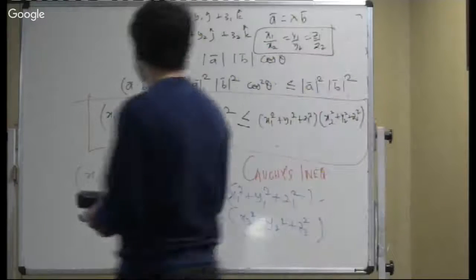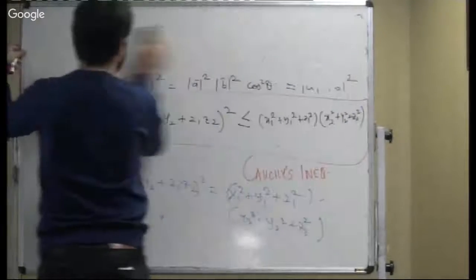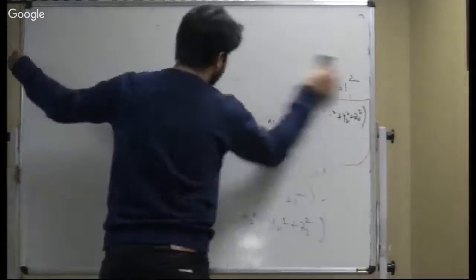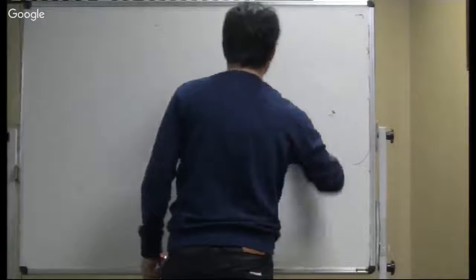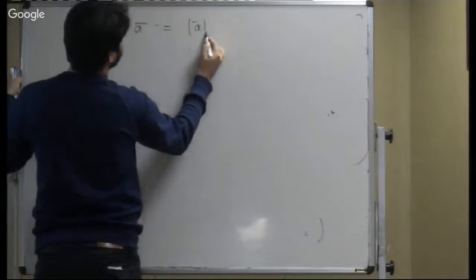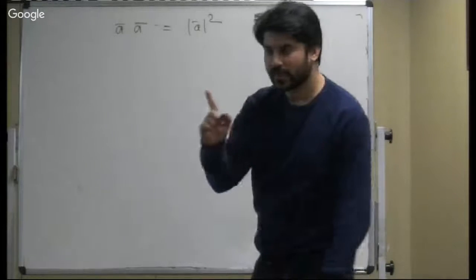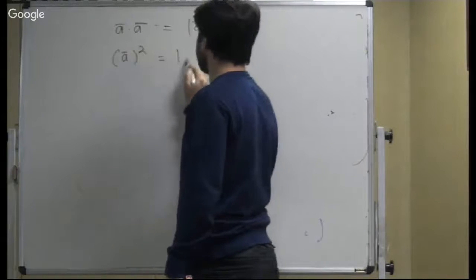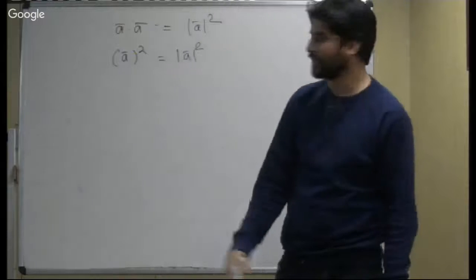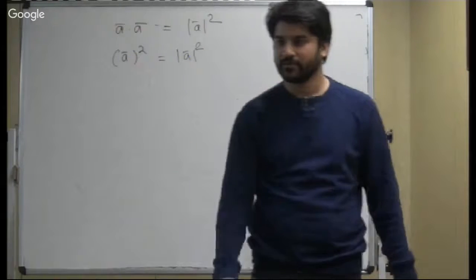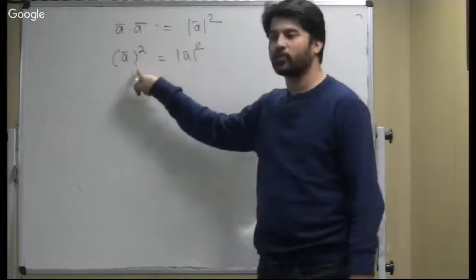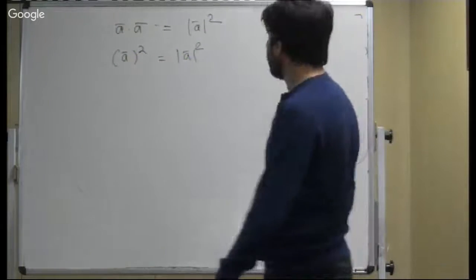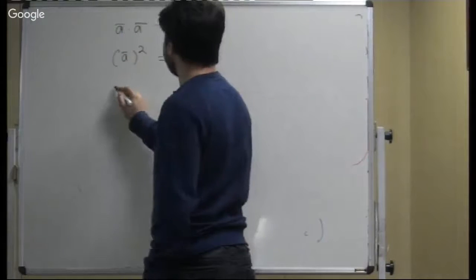Okay, now tell me, when I say A dot A, it means mod A square, right? So I can also say that vector A square is mod A square. When I say vector square, I'm talking about the dot product. Clear?